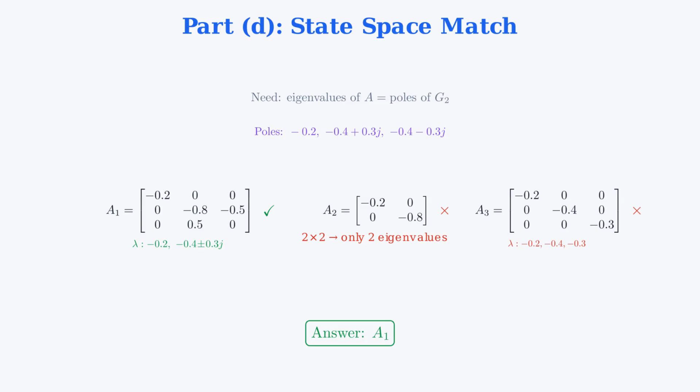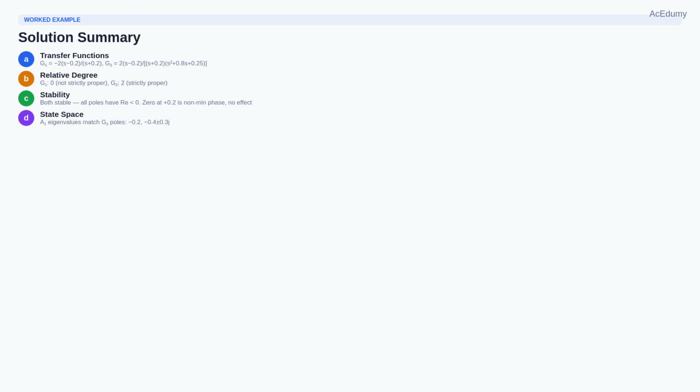Matrix A2 is 2 by 2, so it can only have 2 eigenvalues, but G2 has 3 poles. Not suitable. Matrix A3 is 3 by 3, but its eigenvalues are -0.2, -0.4, and -0.3, which do not match. The answer is A1. Let us recap.